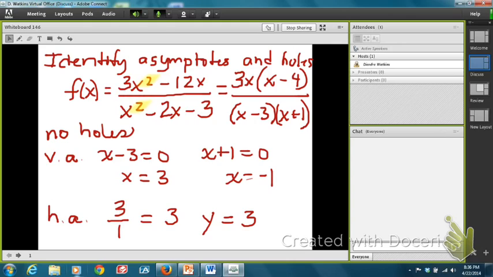So here our function has no holes. It has vertical asymptotes at x equals 3, x equals negative 1, and it has a horizontal asymptote at y equals 3.